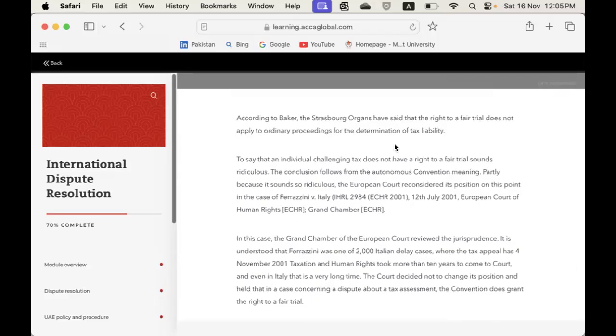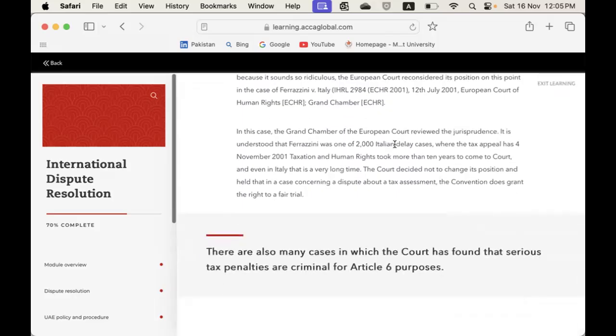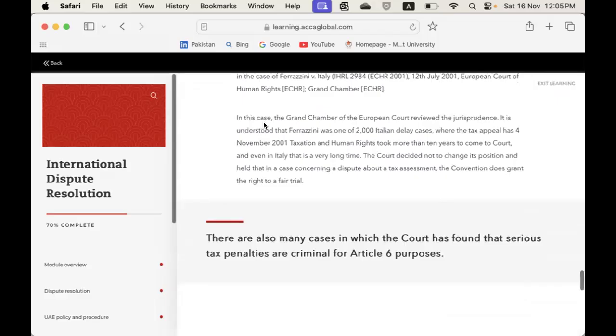The fact that someone had to even write that people have a right to a fair trial, it sounded ridiculous. So the importance of this matter was increased. In this case, the Grand Chamber of the European Court reviewed the jurisprudence. It is understood that Ferrazini was one of the 2000 Italian delay cases where the tax appeal, filed on 4 November 2001, took more than 10 years to come to court. And even in Italy, that is a very long time.